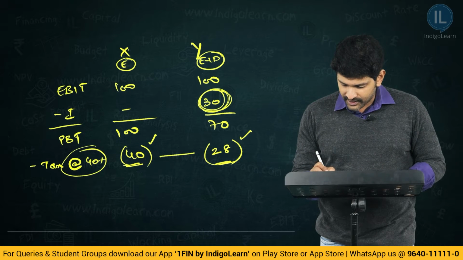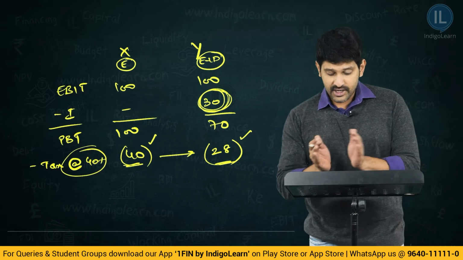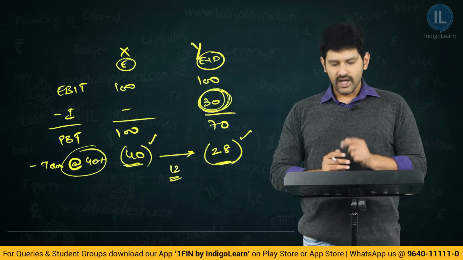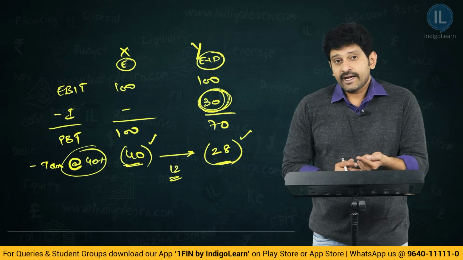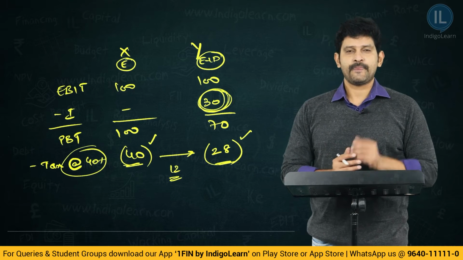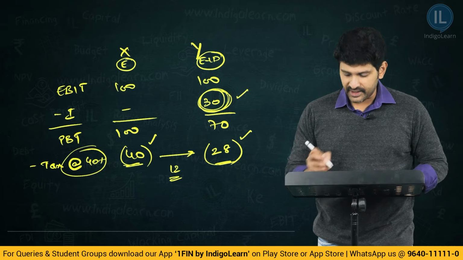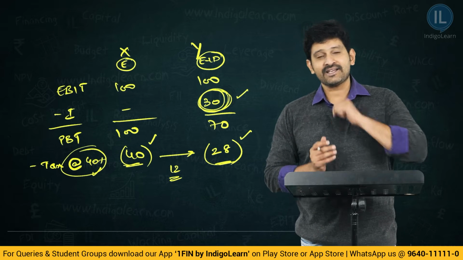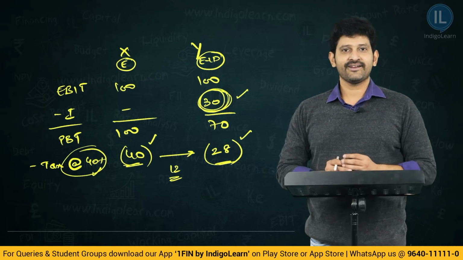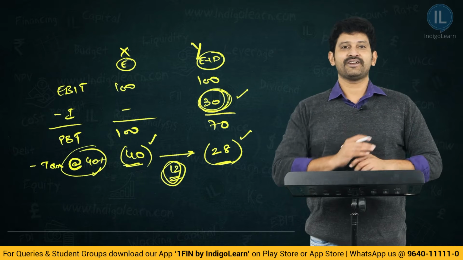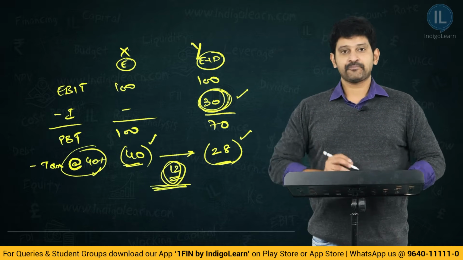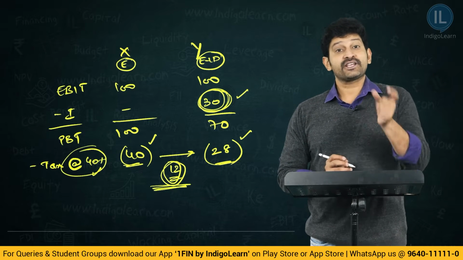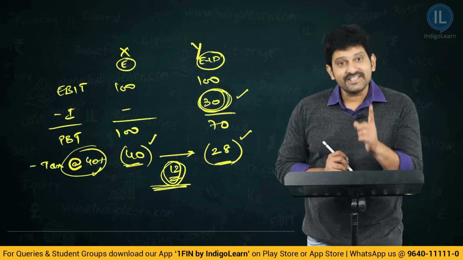Now, if you check the difference between these tax values, 40 minus 28, it is about 12. Now, how did we get this 12? How did I get benefited to the extent of 12 lakhs? Simple. What is our interest? 30 lakhs. What is our tax rate? 40%. What is 40% of 30 lakhs? What is 40% of 30? Nothing but 12. Therefore, this reduction of tax payment is a benefit for the levered company to the extent of how much? Interest into tax.